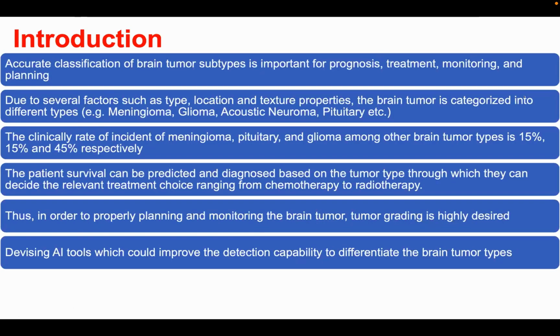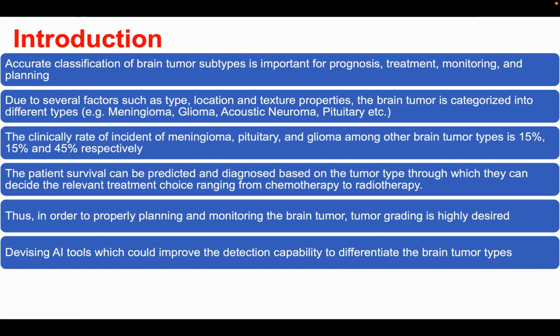The main topic is brain tumor. The accurate classification of brain tumor subtypes is important for prognosis, treatment, monitoring and planning. There are several factors, like the type, location and texture properties of brain tumors, which categorize them into different types like meningioma, glioma, acoustic neuroma, and pituitary. The clinical rates of incidence of meningioma and pituitary and glioma are 15% and 45% respectively. Patient survival can also be predicted and diagnosed based on the tumor types, through which the relevant treatment choice can be decided.